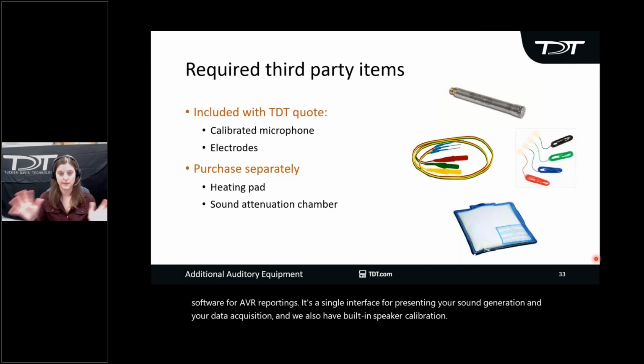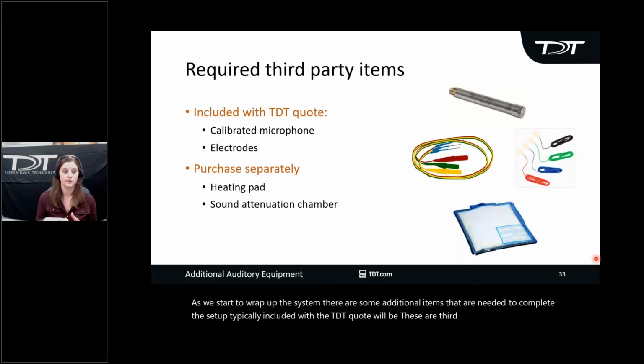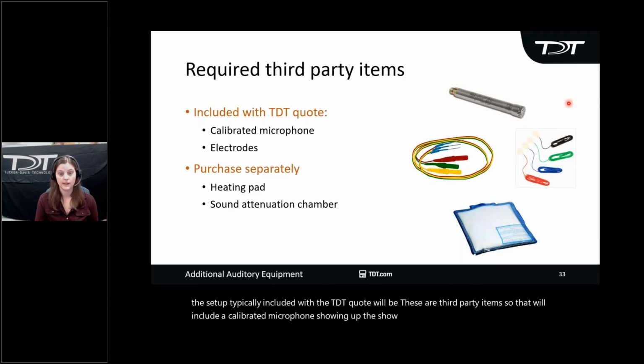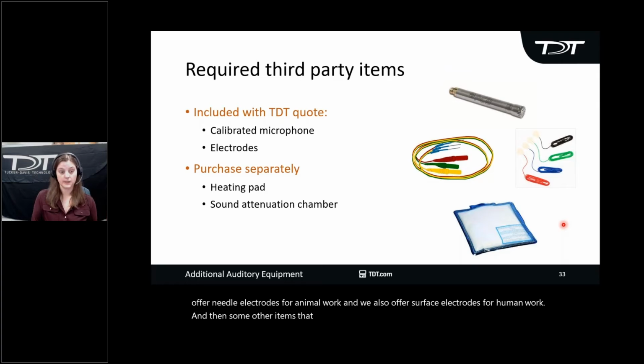As we start to wrap up the system, there are some additional items that are needed to complete the setup. Typically included with the TDT quote will be, these are third-party items, so that will include a calibrated microphone shown at the top here, and then electrodes. So we offer needle electrodes for animal work, and we also offer surface electrodes for human work. And then some other items that will need to be purchased separately are heating pads. We offer more information in our ABR guide online for different options to choose from.